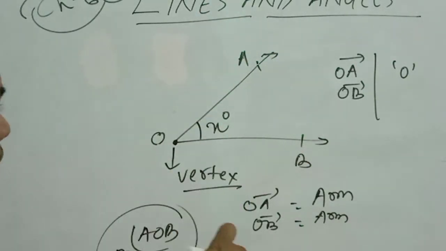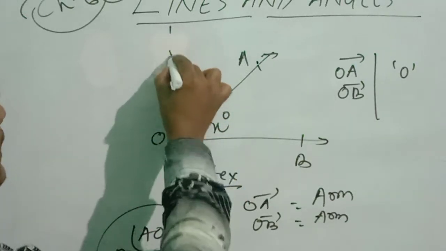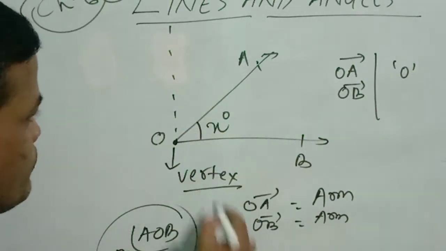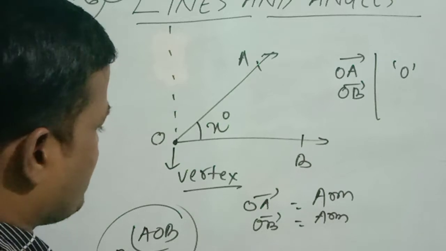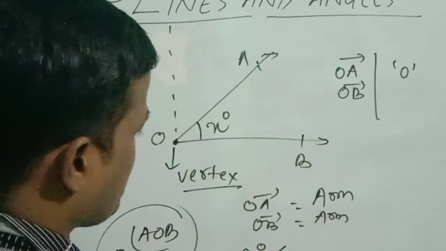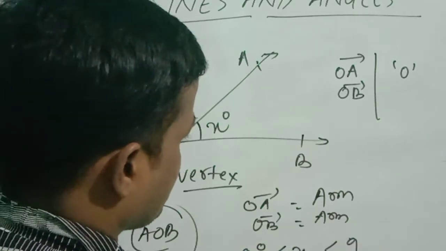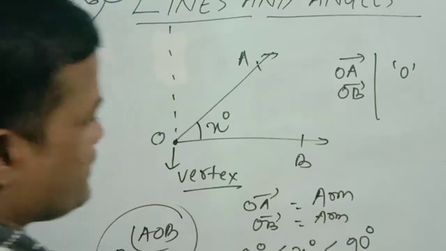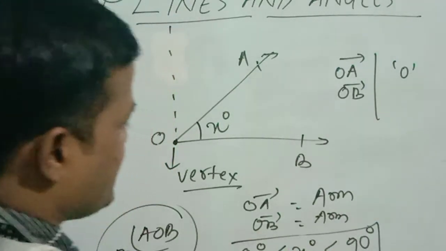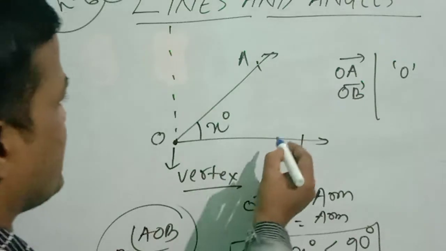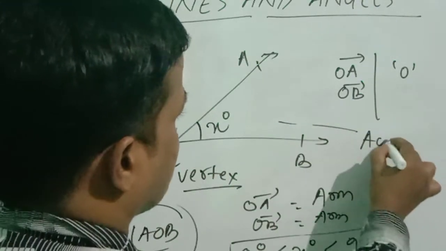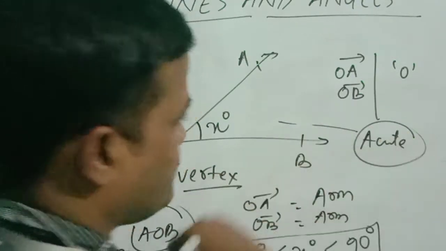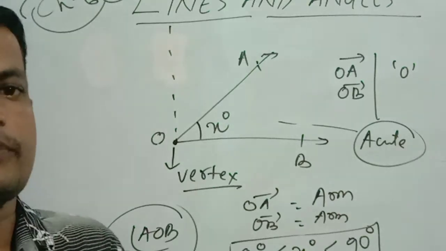And this value of angle, as we have seen here, is less than 90 degrees. So the value of this x falls between 0 degree and 90 degree. That means the value of this angle lies in this range, and it is called an acute angle. So let us discuss different types of angles.